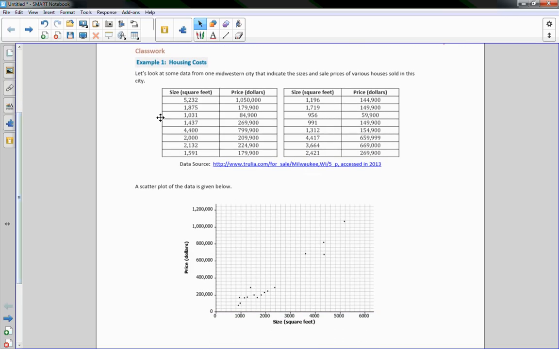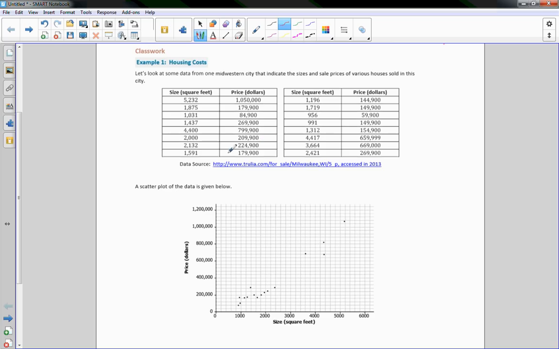So here's the first example. Example 1, housing costs. Let's look at some data from one Midwestern city that indicates the sizes and sale prices of various houses sold in this city. The data source came from Trulia in Milwaukee, and that was accessed in the year 2013, so this is almost 5-year-old data. They have the square footage of the houses and the cost of the houses, and it's really hard to see anything from just a table of values.